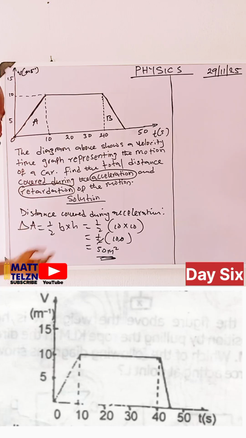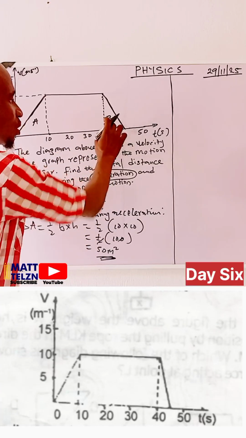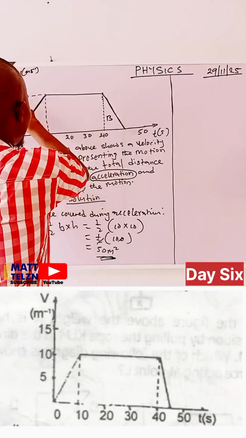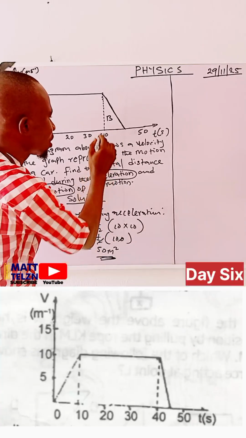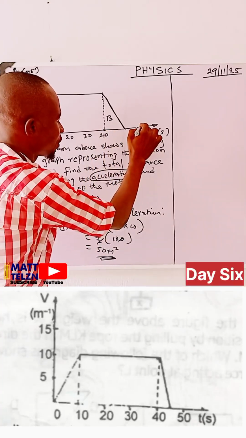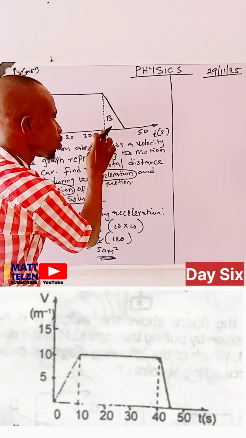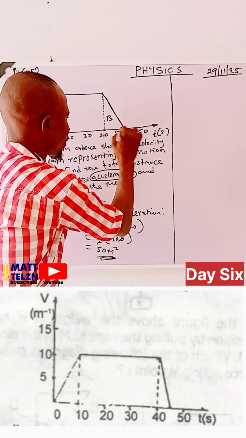The next thing is I'm going to calculate the distance covered during deceleration, that is during this side. Okay, now my height is still the same, 10, right? Now the base, you notice that I have 40 here and I have 50 here. That simply means it is half of the space between this. From here to here should give me what? 5, right?